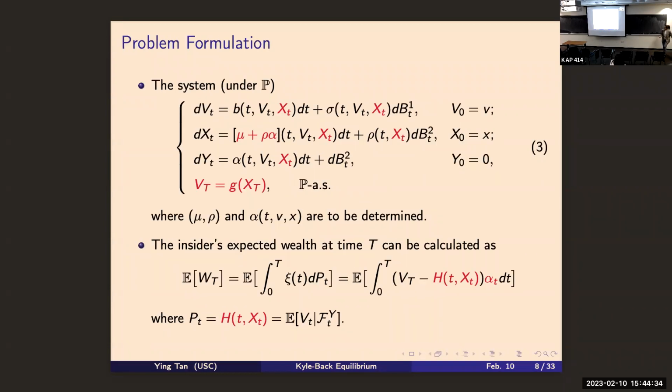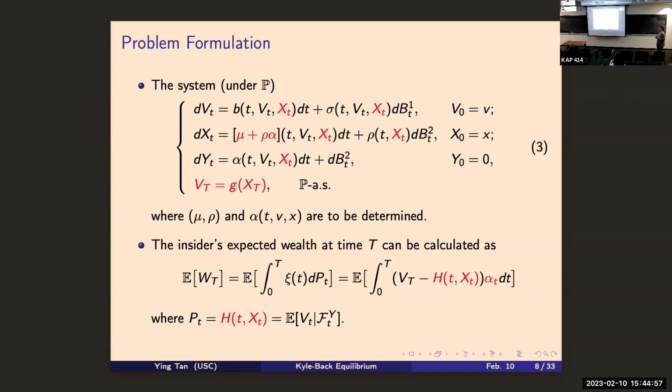So given alpha, how about the mu and the rho? Are they controls or do they need to be solved? They are not controls, but we have the freedom to choose them. We will see later that mu and alpha will satisfy some compatibility condition, and that's enough. But those are not controls. The control is alpha, because alpha is the insider strategy.